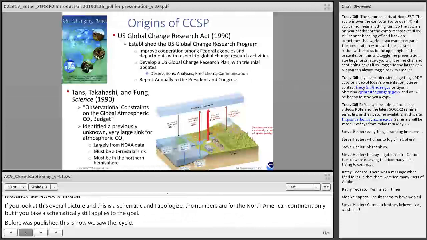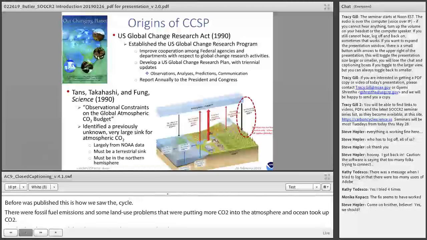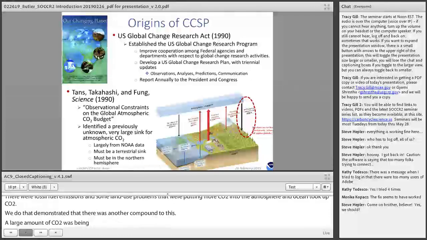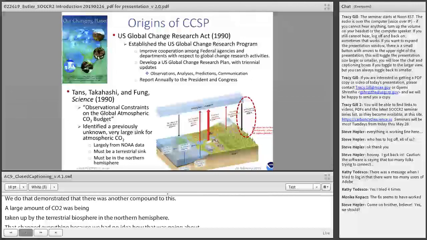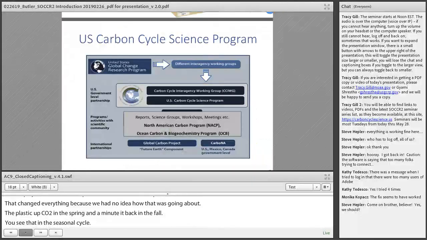But this paper demonstrated that there was another component to this, and that a large amount of CO2 was being taken up by the terrestrial biosphere in the northern hemisphere. And that changed everything, because we had no idea how that was going about. When new plants took up CO2 in the spring and emitted it back in the fall, you see that in the seasonal cycle. This long-term storage was quite significant. And that was a major finding that really revolutionized the science.